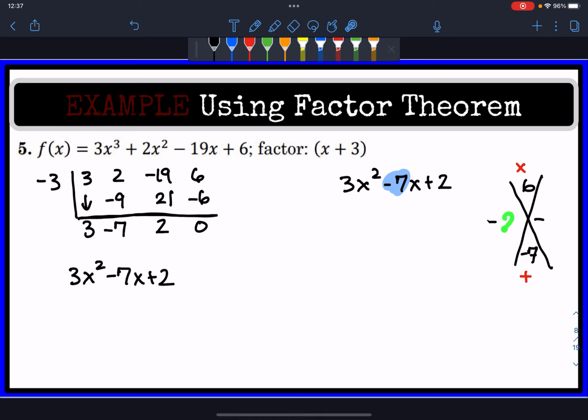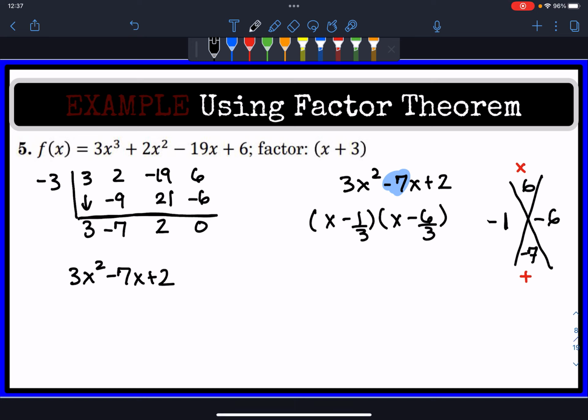Now it's figuring out what those numbers are. Well, we can try 2 and 3. 2 times 3 is equal to 6, but they add up to -5 and not -7, so that's not it. We can do 1 and 6. -1 times -6 is equal to 6, and they add up to -7. So those are the numbers we're going to use: negative 1 and negative 6. So my factors are going to be x minus 1 and x minus 6. But since my leading coefficient is 3, we're going to divide by that 3.